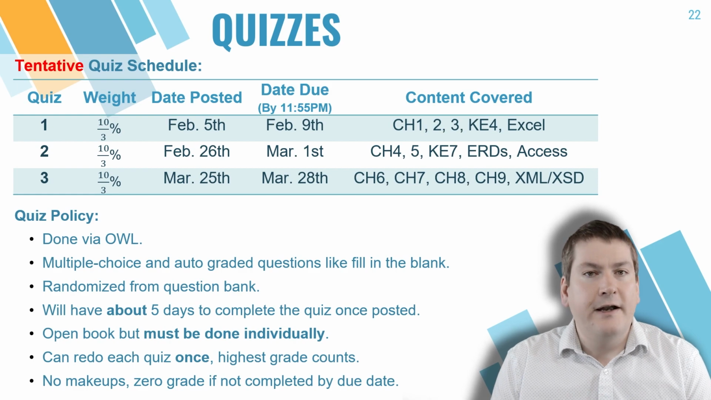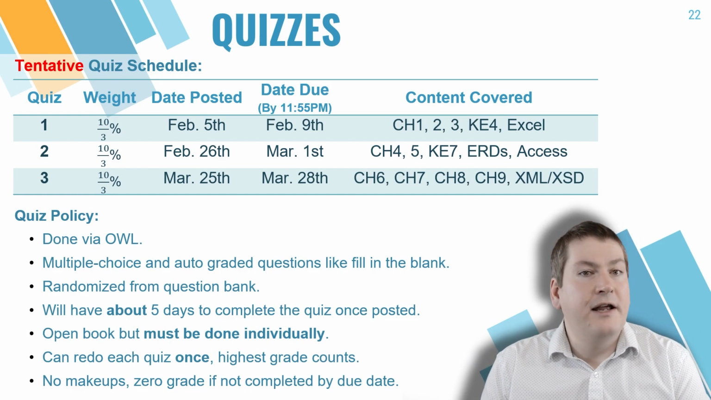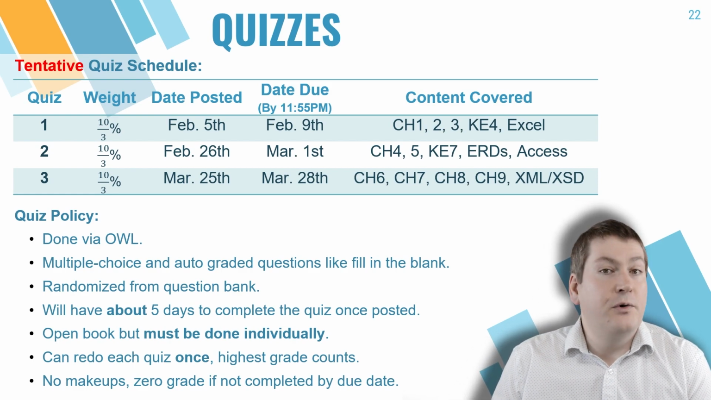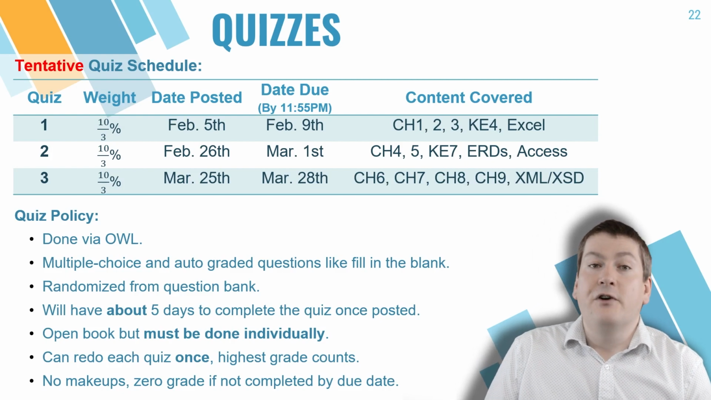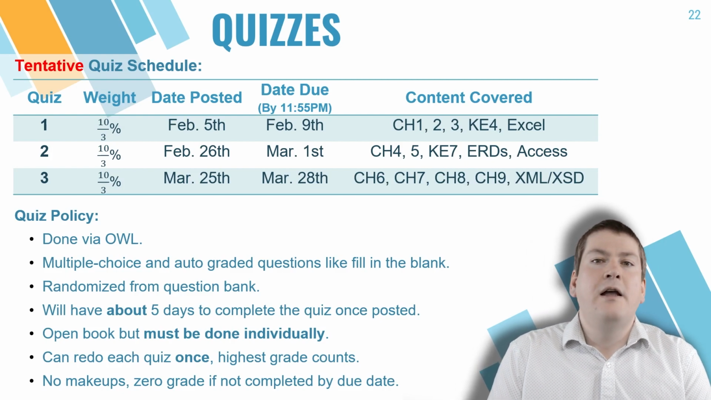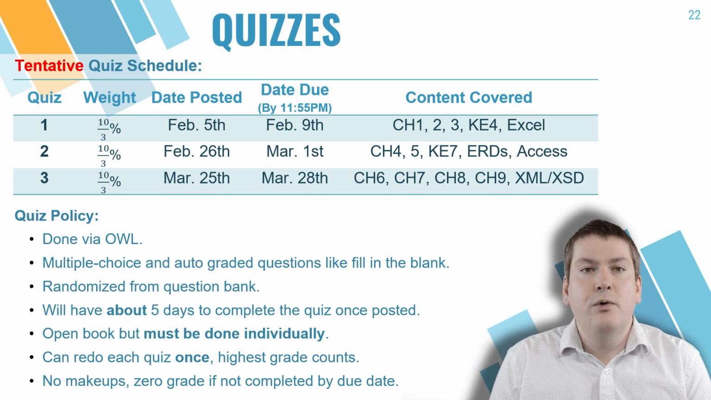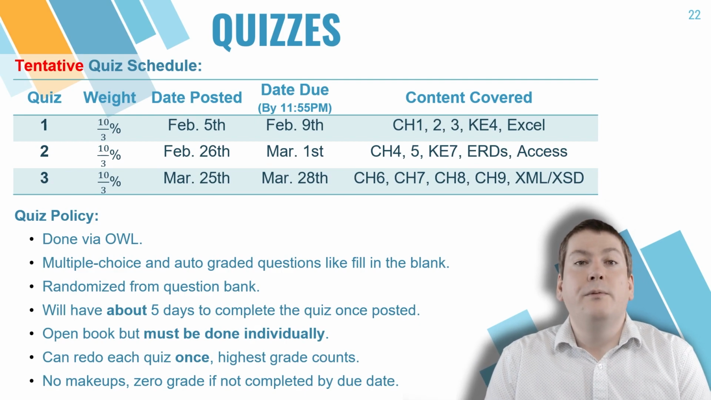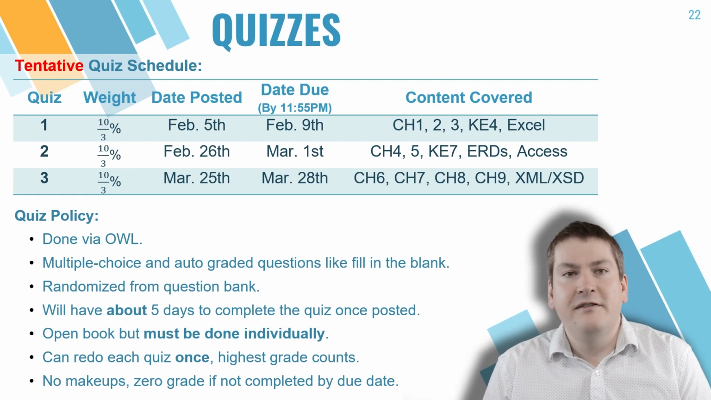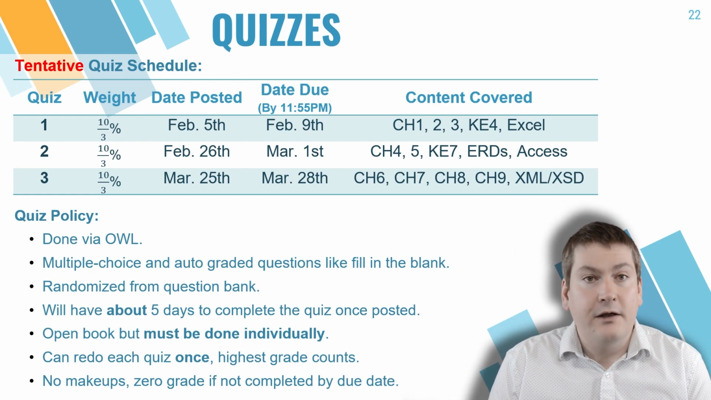It's the highest grade you get on the quiz. So if you redo it a second time, you get a higher grade. That grade will count. If you redo it a second time and get a lower grade, the first time will count, not the lower grade. But keep in mind that each time you do the quiz, if you redo it, the quizzes will be drawn from a bank and can be changed each time. So you won't get the same quiz the next time you do it if you're redoing the quiz.